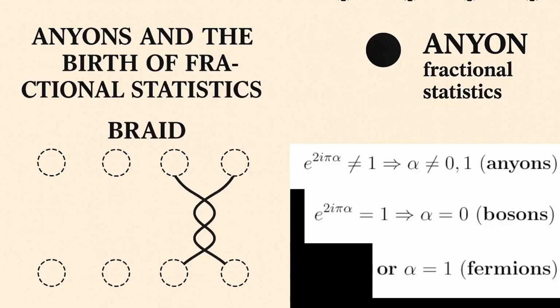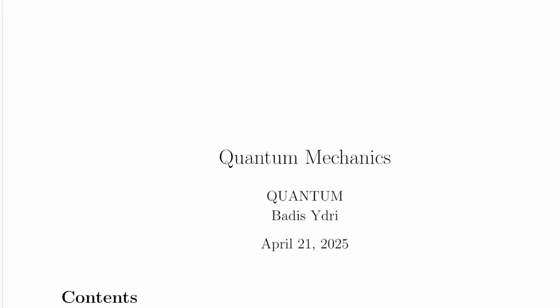Segment 4. Anyons and the birth of fractional statistics. Finally, we uncover the topological structure underlying these excitations. In 2 dimensions, particle exchanges are governed not by permutations but by braids, leading to a new class of quantum particles called anyons. These objects obey fractional statistics, and their existence represents a radical departure from the boson-fermion dichotomy, opening doors to topological quantum computation and beyond.